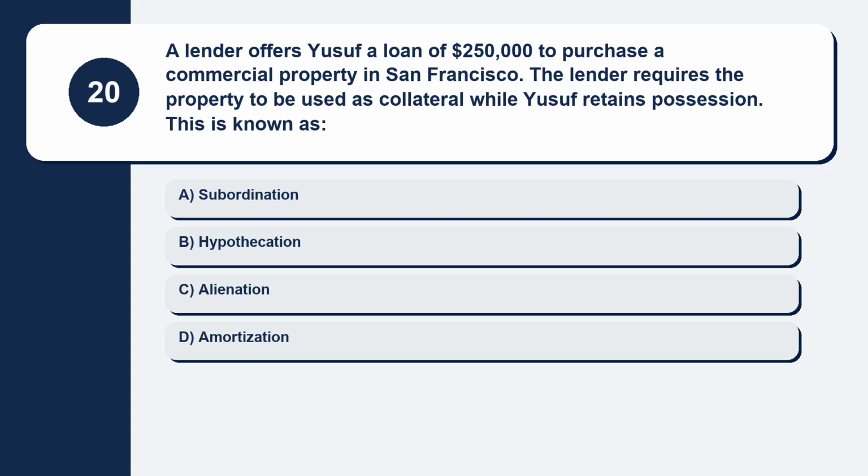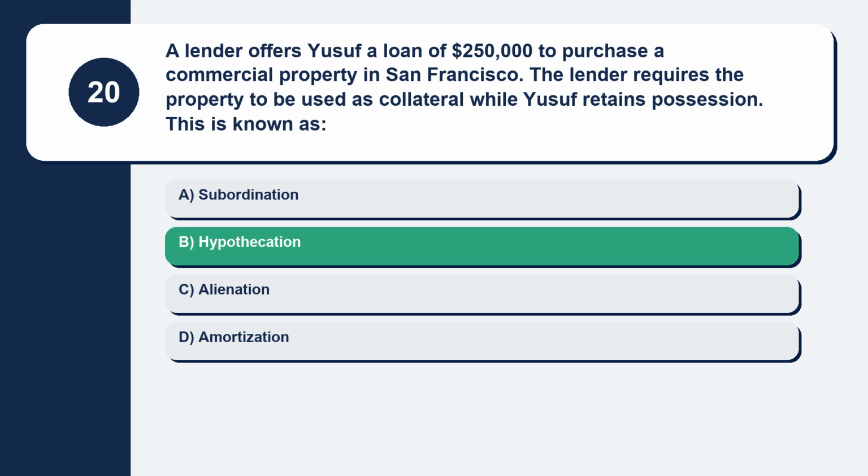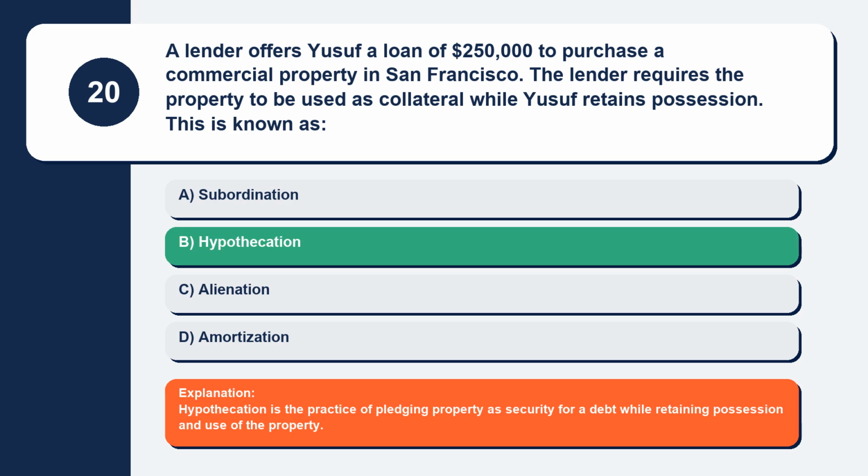Question 20. A lender offers Yusuf a loan of $250,000 to purchase a commercial property in San Francisco. The lender requires the property to be used as collateral while Yusuf retains possession. This is known as. Here are your options. Option A, subordination. Option B, hypothecation. Option C, alienation. Option D, amortization. The correct answer is option B, hypothecation. Explanation: hypothecation is the practice of pledging property as security for a debt while retaining possession and use of the property.